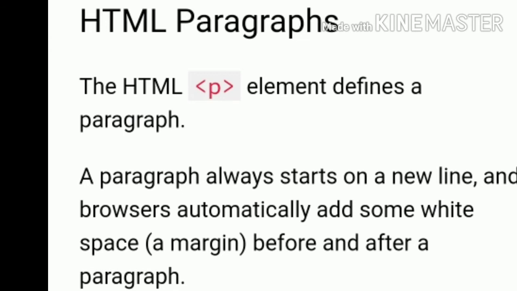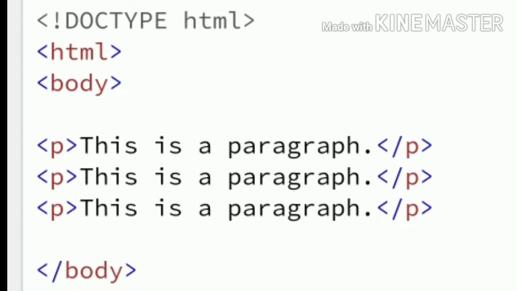This is a paragraph, this is a paragraph, this is a paragraph, this is the program. After that, when you run this program, the output displays just like this: this is a paragraph, this is a paragraph, this is a paragraph. This is the way the program is executed.